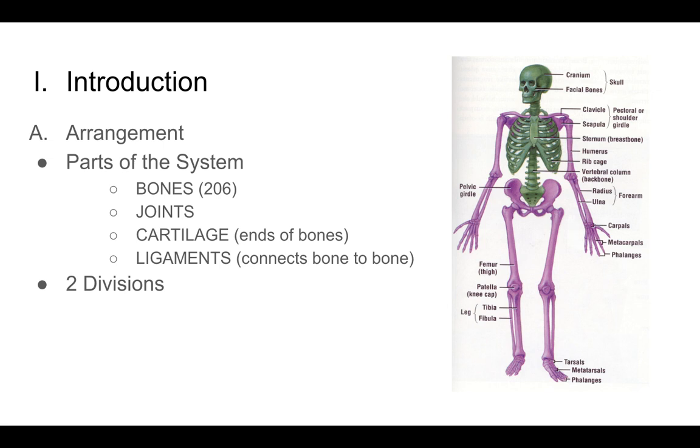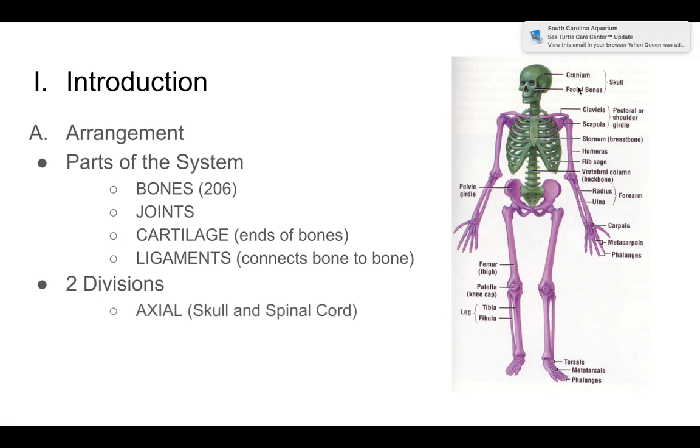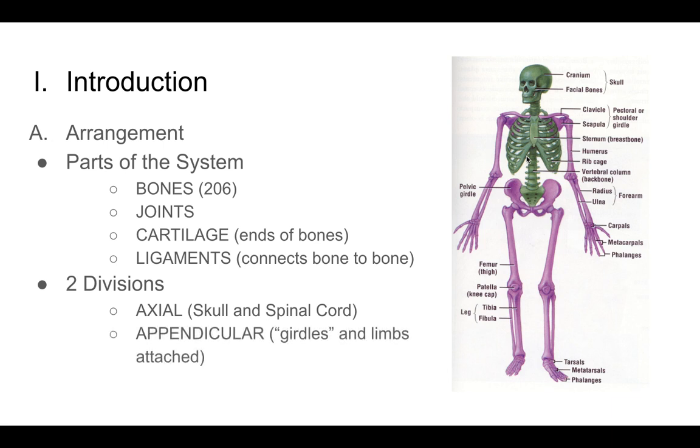When you look at this diagram, this shows in color the 2 divisions of the skeletal system. So you have an axial system, which is composed of all the bones of the skull and spinal cord. Everything that you see over here in green is your axial skeletal system, creating a bit of an axis running through the middle of your body.